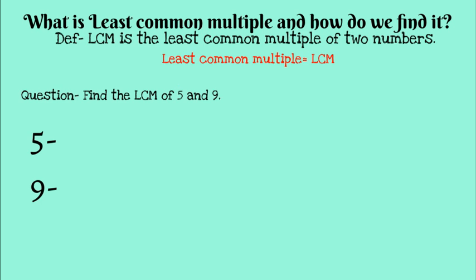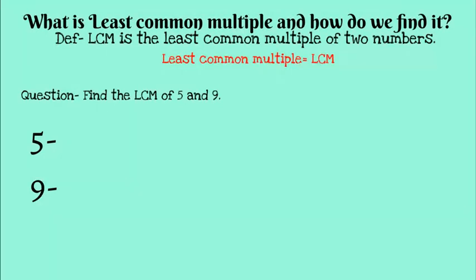So let's get to problem number 1. Question number 1 is find the LCM of 5 and 9. Let's start out by listing the multiples of 5. Since we're finding the least common multiple, we have to list out multiples. We can't really find the greatest common multiple because multiples just go on forever and you can never stop them. So that's why we find the least common multiple.